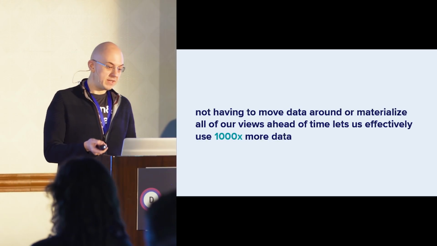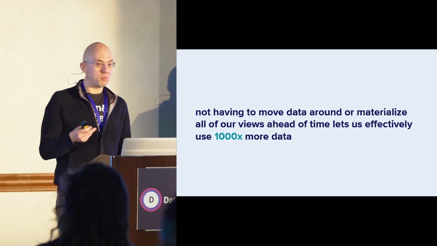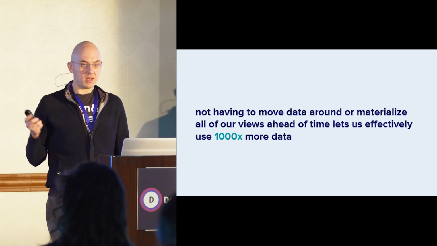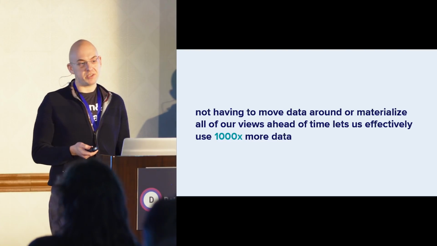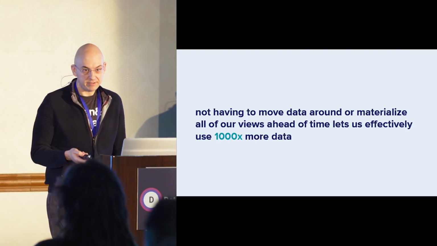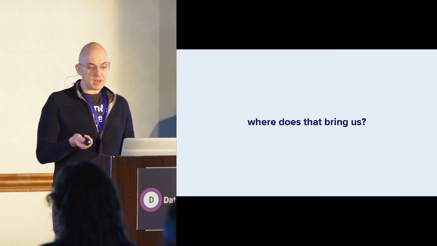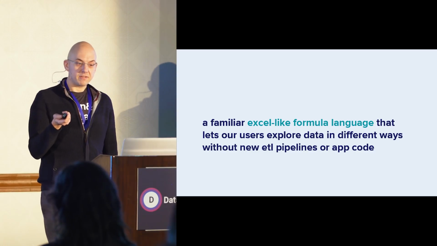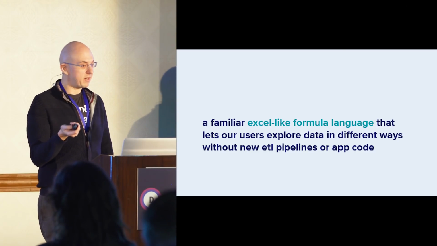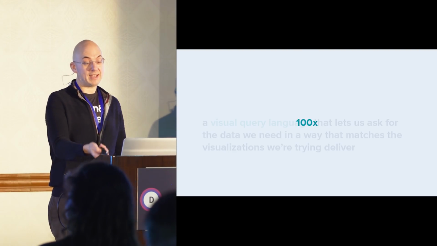So the strategy pays big dividends. The biggest value here is that not having to move our data around to the client, to the mobile device, to wherever it's actually being used, and instead pushing processing toward the data, lets us effectively use at least 1,000 times more data, conservatively, right? So where does that bring us? We have a familiar Excel-like formula language. It lets us explore data in different ways without new ETL pipelines or app code. That's 100x, all right? That's my claim, 100x.